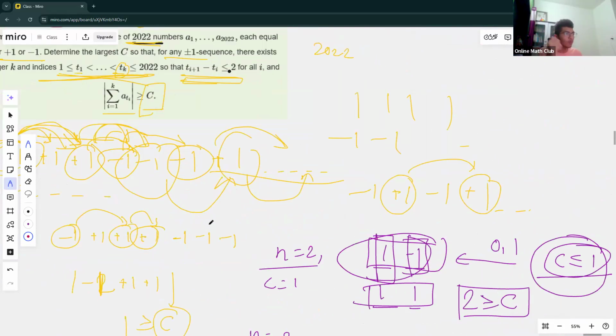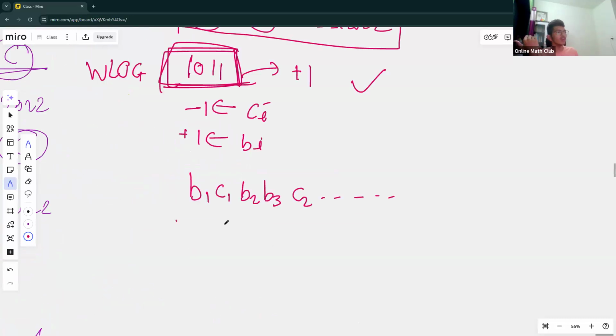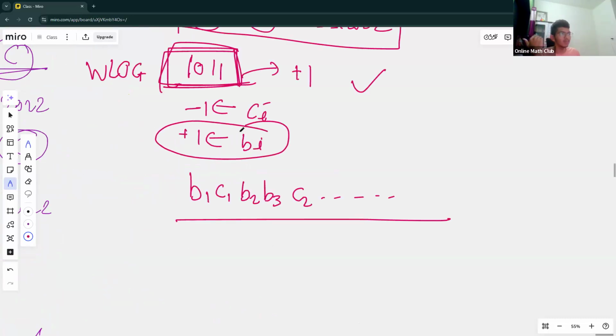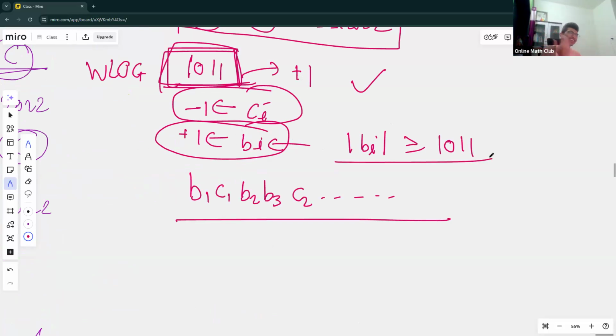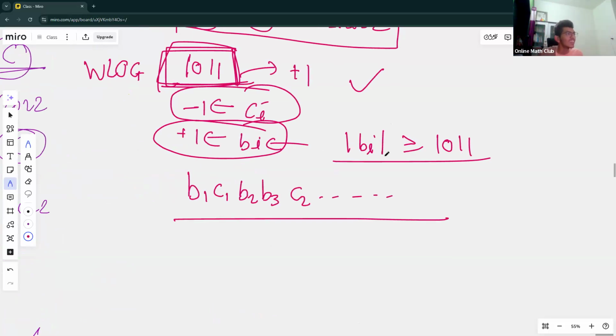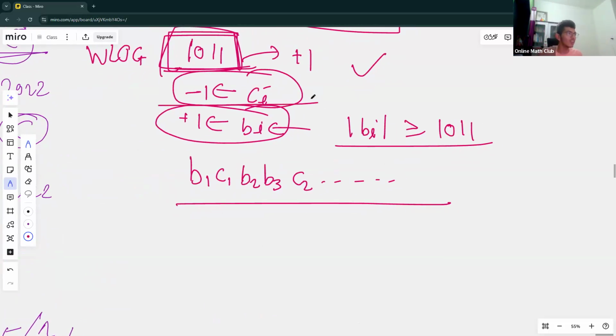Yes. So suppose we have this sequence. Now what we have to cover? We have to cover as many Bis as possible and as few Cis as possible, right? And what will be the number of ones? We know the number of ones is greater than or equal to 1011. Now how can you minimize the Cis? I guess we just jump over them.